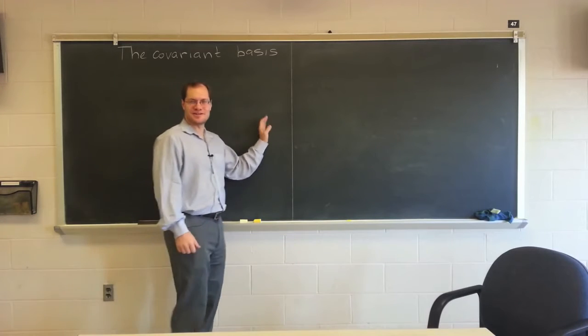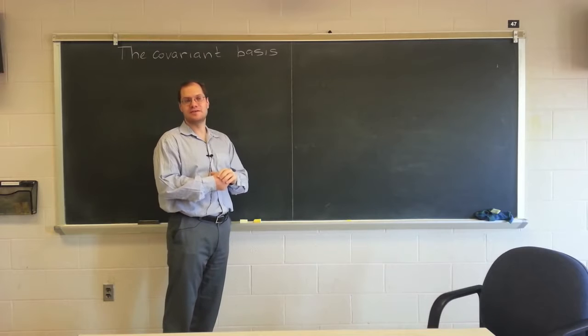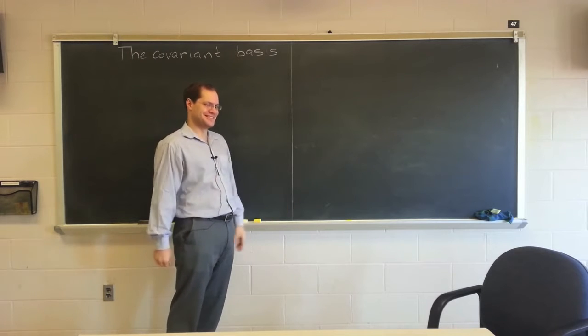The point of this part is to define analogs of the vectors i and j, covariant. Excuse me. Let's just start again.